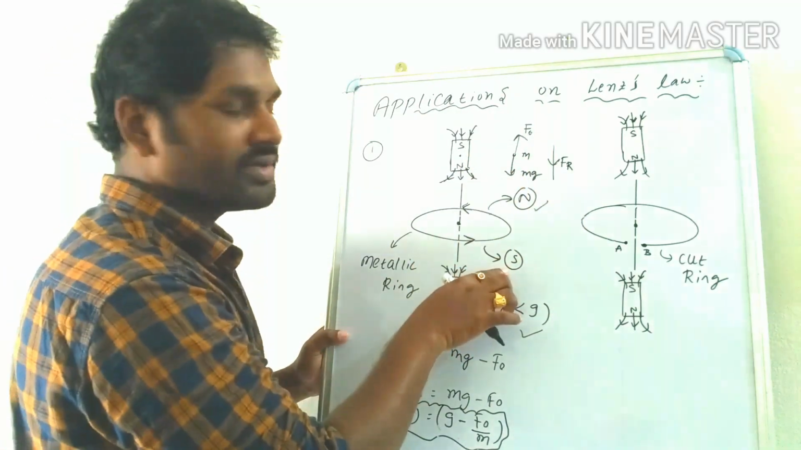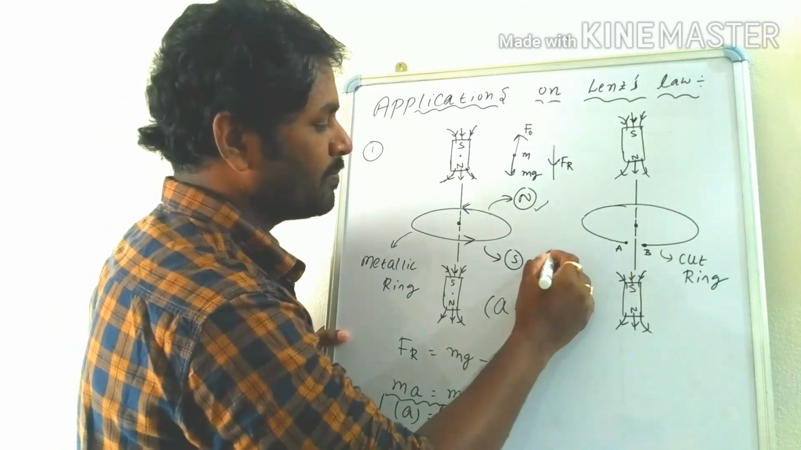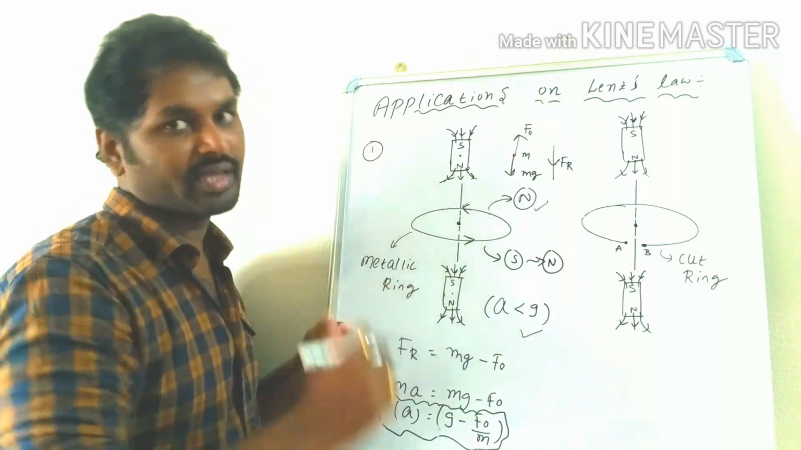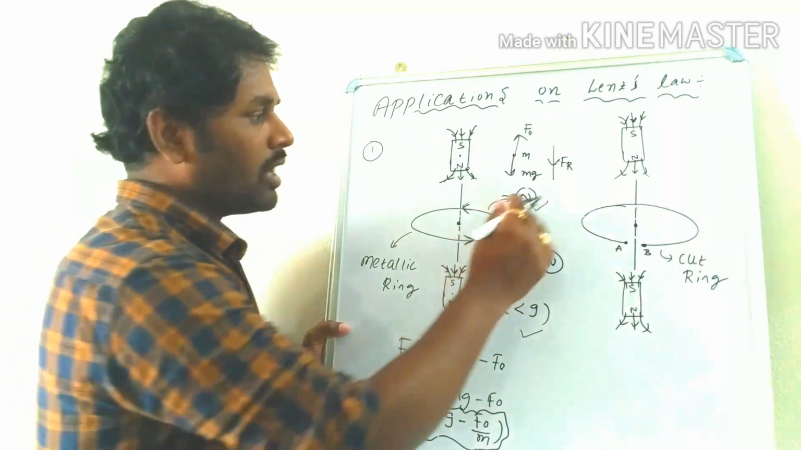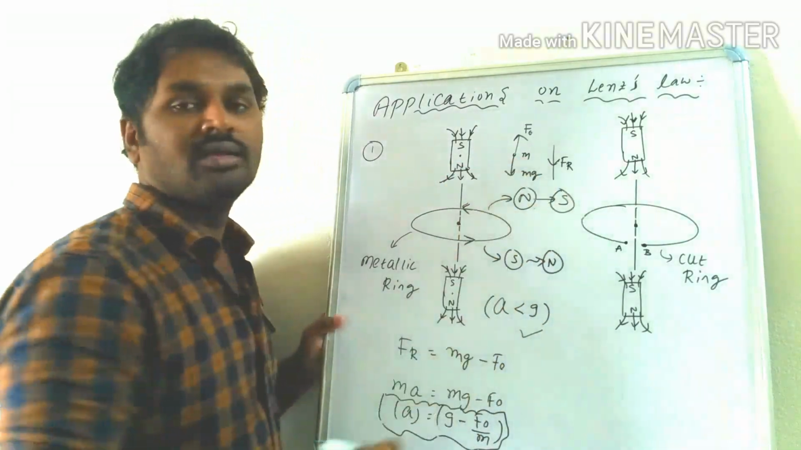So initially it was south pole. Now this one is changed as north pole, as this magnet is crossing this metallic ring. And the upper face of the coil, initially it was north pole. Now it comes as a south pole.